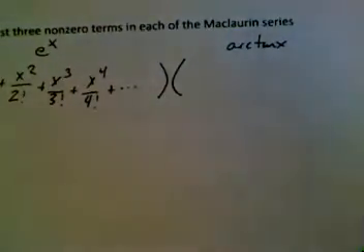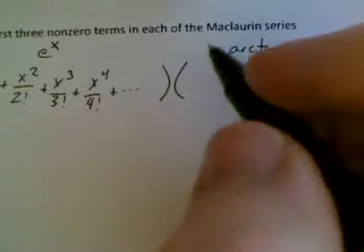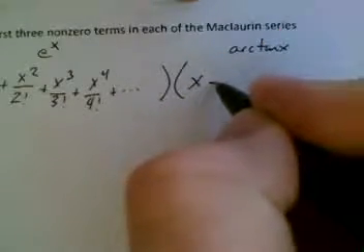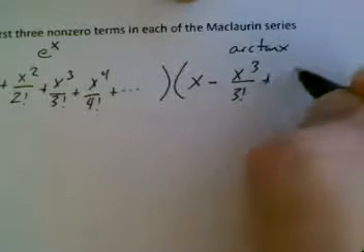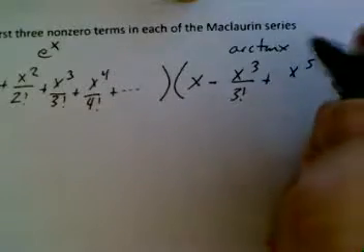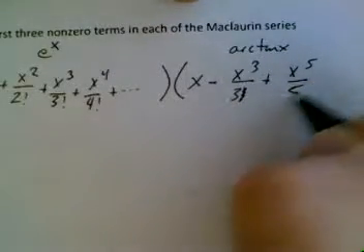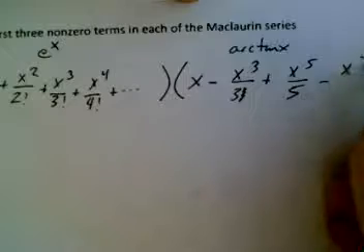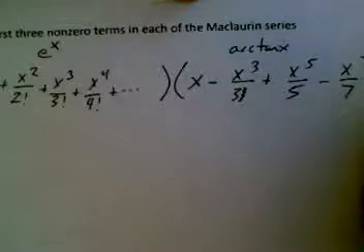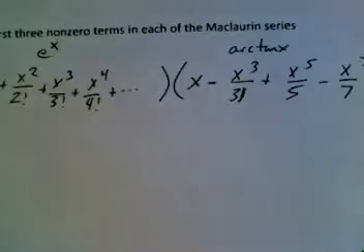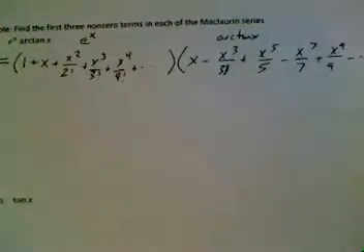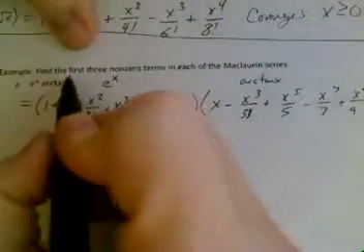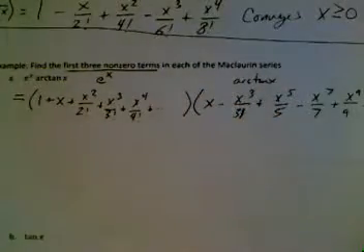My arctan of x is going to be a power series that is x minus x to the power of 3 divided by 3, plus x to the power of 5 divided by 5, minus x to the power of 7 divided by 7, plus x to the power of 9 divided by 9, minus dot, dot, dot. Now I'm going to zoom this out a bit so you can see it all. This is e to the x, this is arctan. Now I want to know what are the first three non-zero terms.